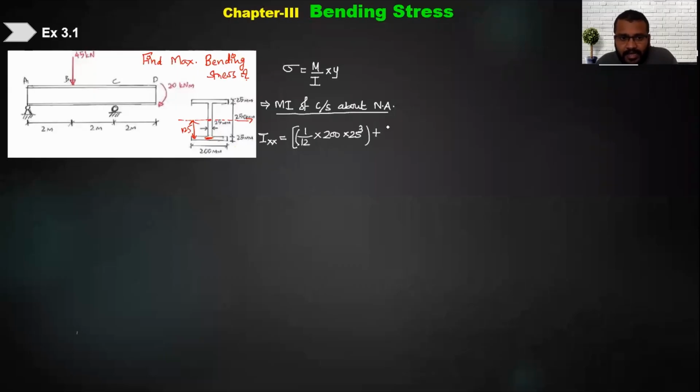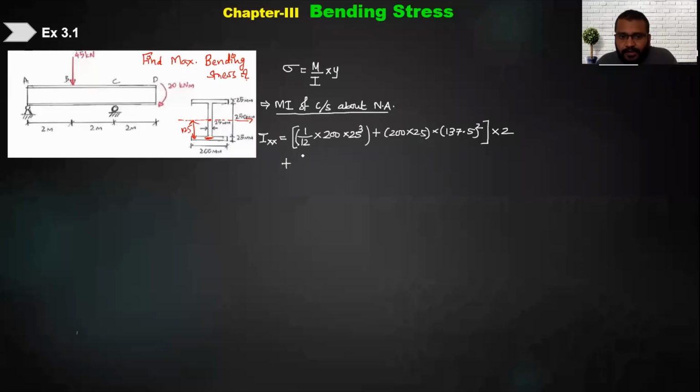If you remember the earlier things which you have done, you will easily write this. So plus the area of the flange is 200 multiplied by 25, and the distance between them is how much? 137.5 squared. Is everybody understanding what I am writing? Yes, sir. So now this entire bracket I'll simply multiply by 2. Why? Because I have two flanges, top and bottom.